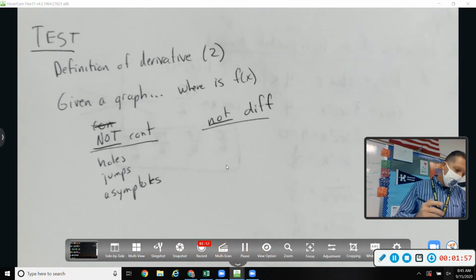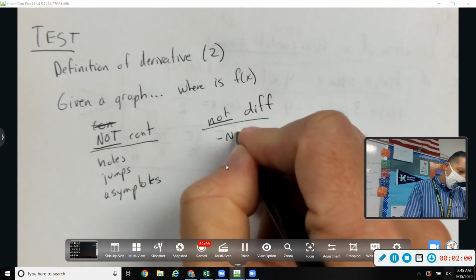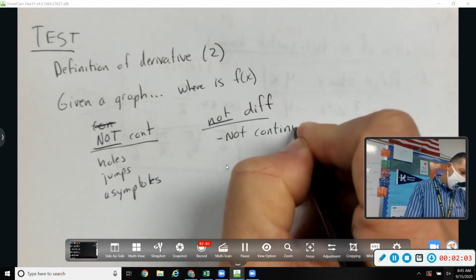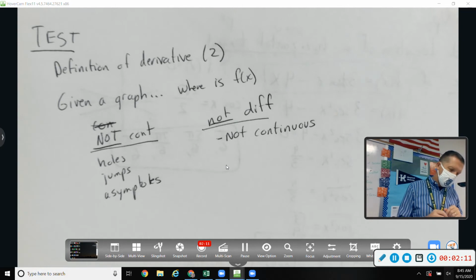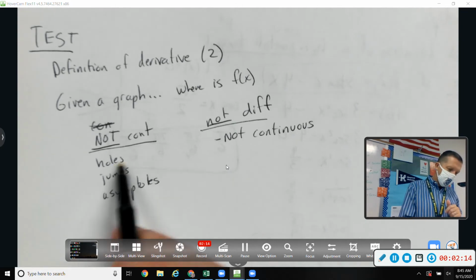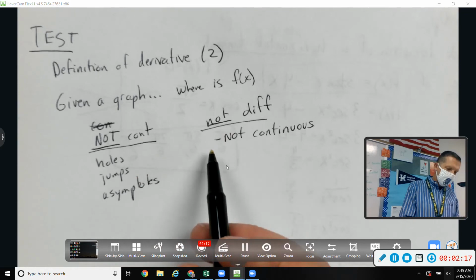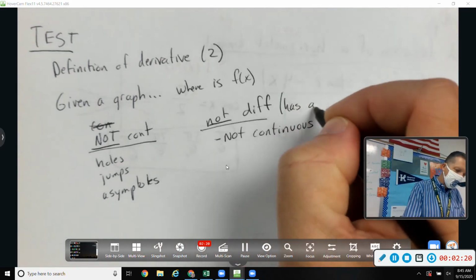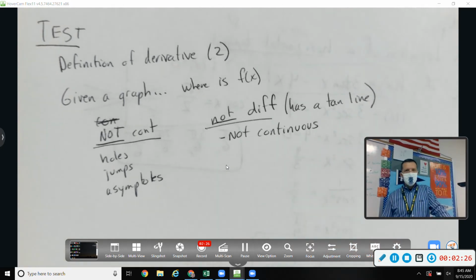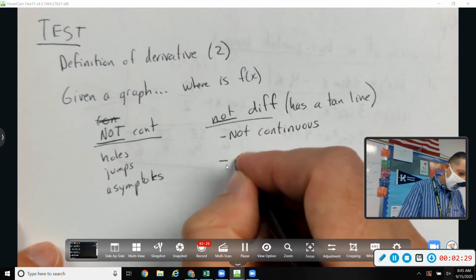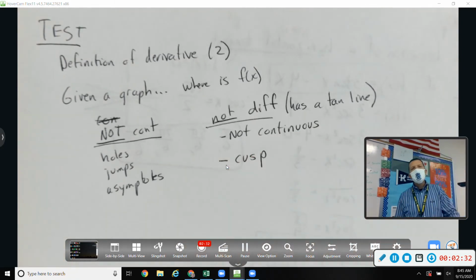Not differentiable would be anywhere it's not continuous. Because if it's not continuous, then you can't have a derivative. Differentiable means has a tangent line is another good way to think of this. If you can't draw a tangent line there, then there's no derivative there. Speaking of can't draw a tangent line, at a cusp, you can't draw a tangent line because you don't know where to. It's a point there, so you don't know how to put a tangent line on there.